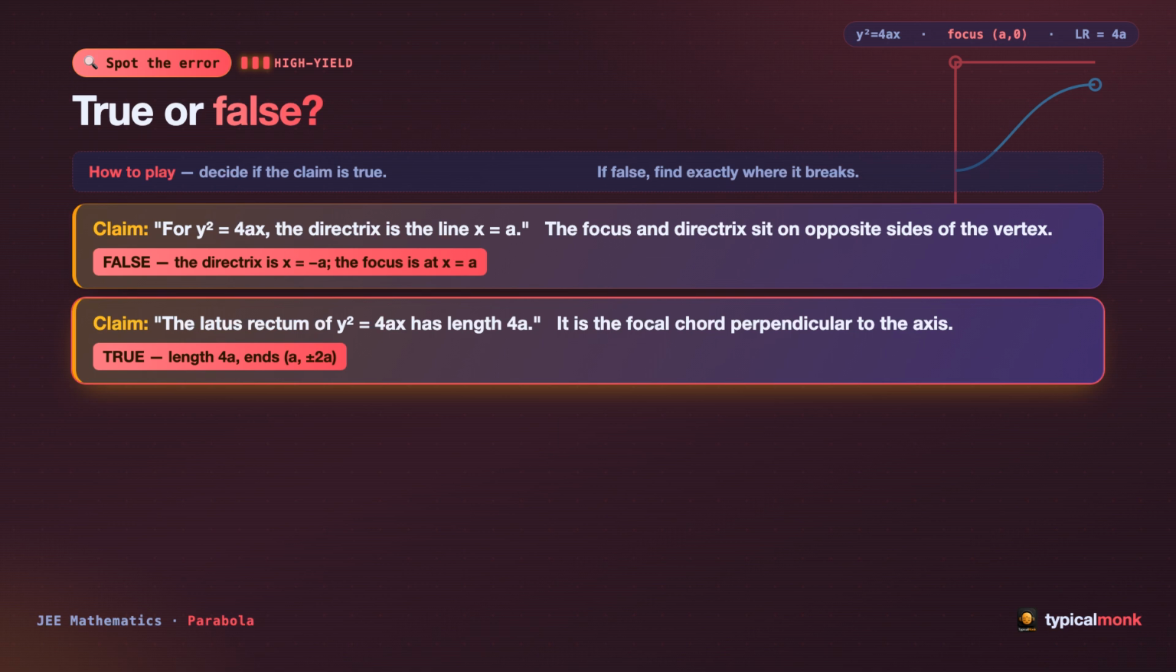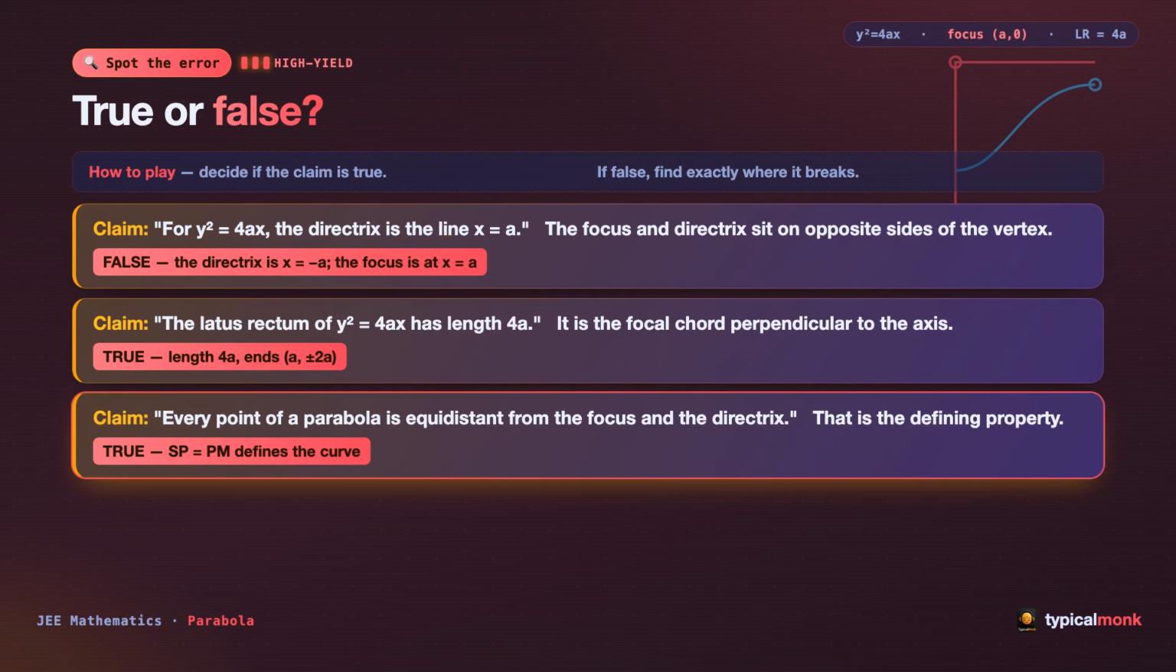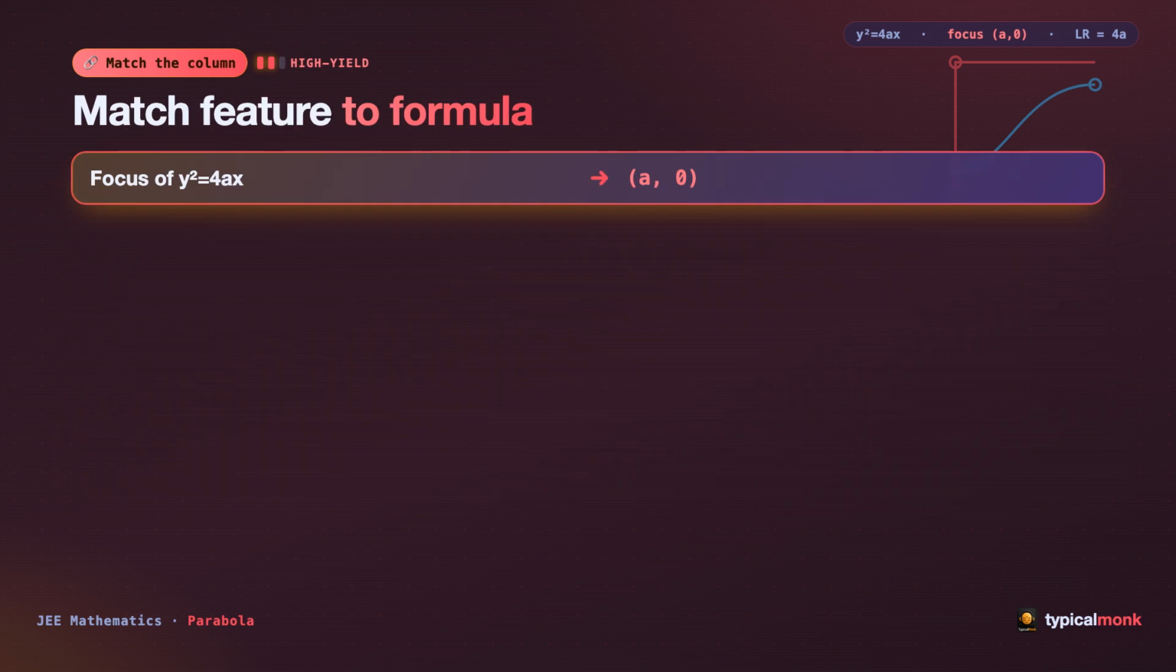Claim 2. The latus rectum of y squared equals 4ax has length 4a. That is true. It is the focal chord perpendicular to the axis, with ends (a, plus or minus 2a). Claim 3. Every point of a parabola is equidistant from the focus and the directrix. True. That is the very definition. SP equals PM defines the curve. Now match each feature to its formula.